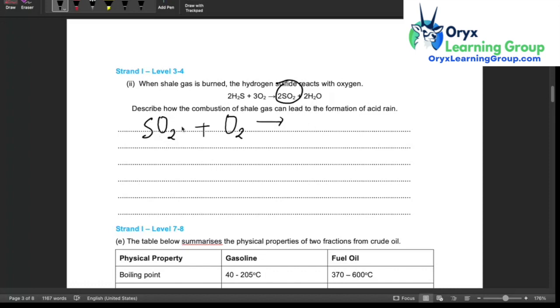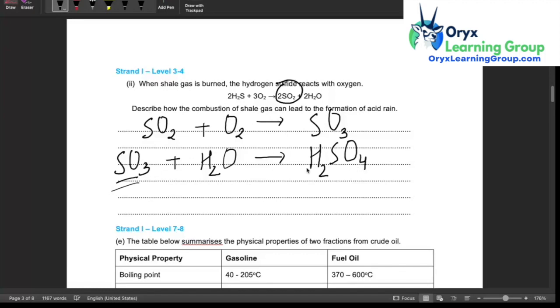So sulfur dioxide is formed in this reaction. It reacts with more oxygen, it forms sulfur trioxide. Okay, now this sulfur trioxide reacts with the rainwater. The sulfur trioxide is in gaseous form, it goes up and then it reacts with the rainwater. And then it forms the sulfuric acid. So that is H2SO4.